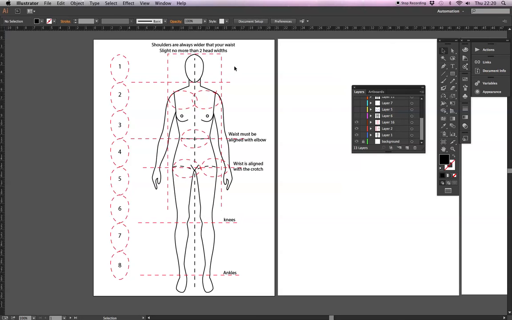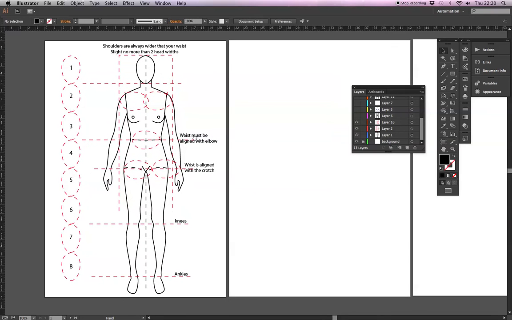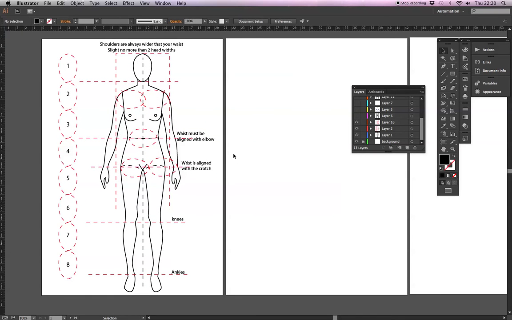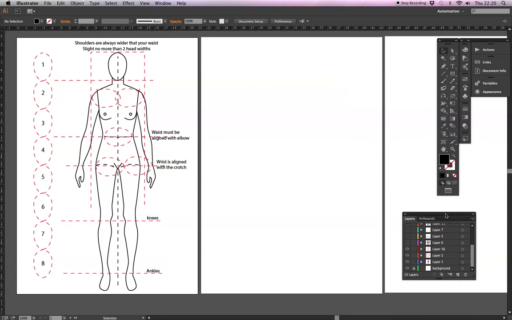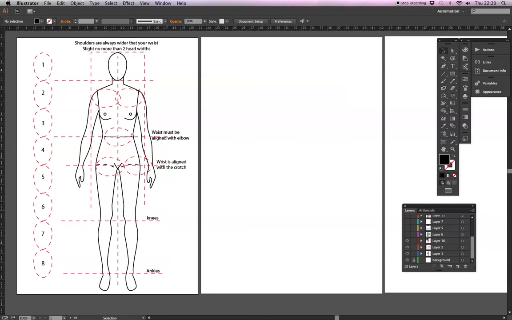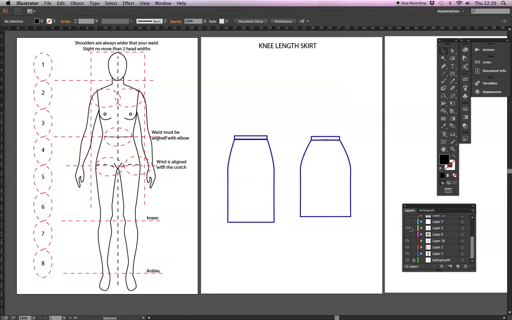Okay, so we've got that up. Now I can show you a couple of sketches to see where common mistakes are made. Let me just move this along. So if I bring up, for instance, let's have a look at the skirt.